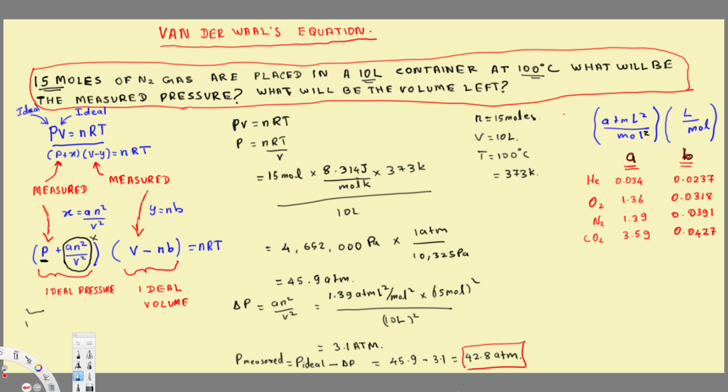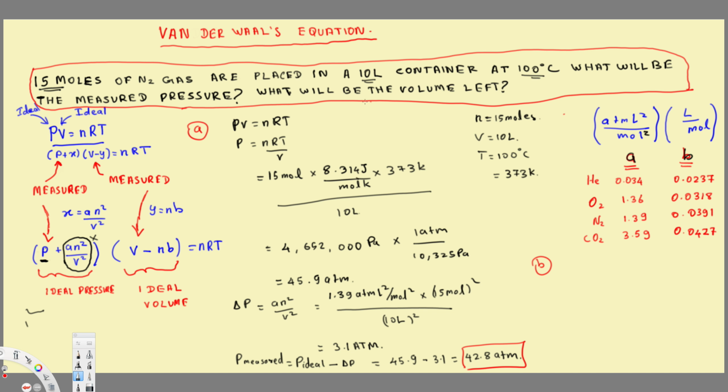Let's do the second part. Let's say this is the A part, and let's go to the B part. They are asking what will be the volume left. First of all, we have to know the volume occupied by the molecules. That is only this part right here, nb. If you calculate nb, that's going to give you the volume occupied by the molecules. If you subtract that from the total volume, that's going to give the volume that is left. So let's calculate this nb part.